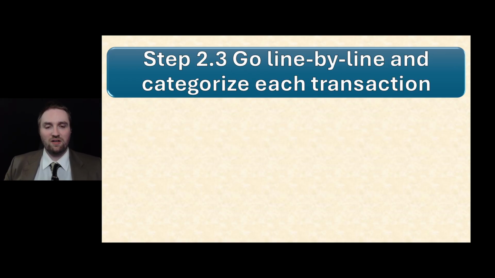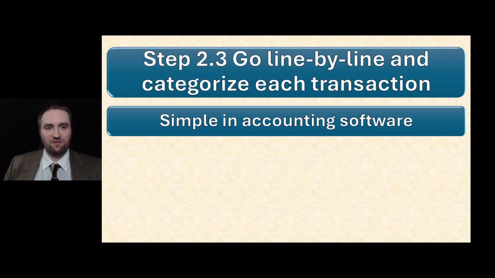Step 2.3. Go line by line and categorize each transaction. With the feed open to the start date, it's time to start categorizing. In an accounting software, you would simply select the first transaction for that day, click the drop-down menu, and then select the appropriate account for the transaction, which comes from the chart of accounts you created earlier, creating any new accounts as necessary.